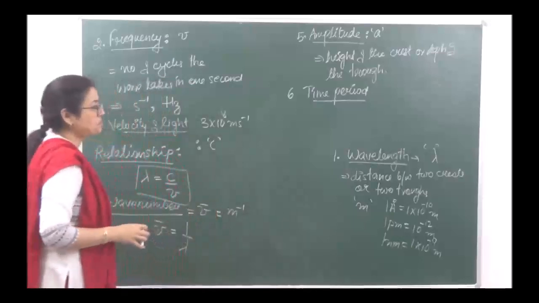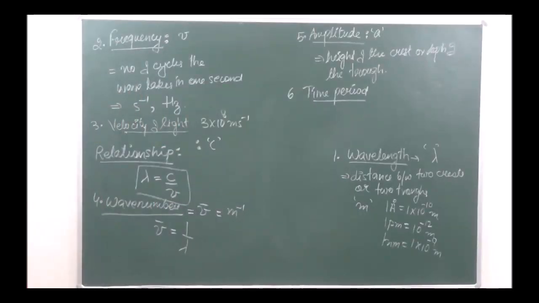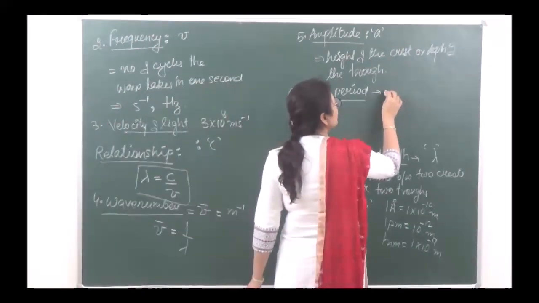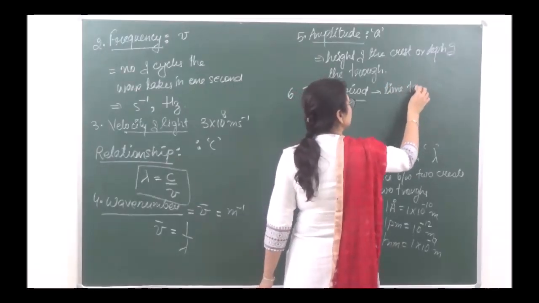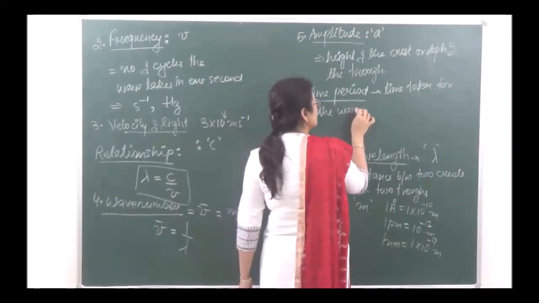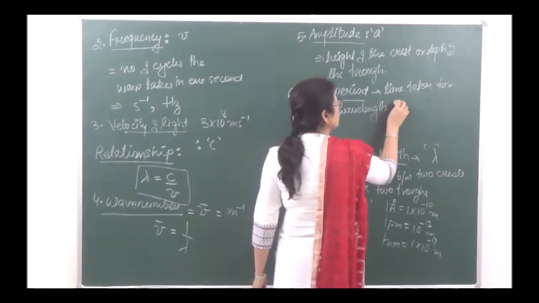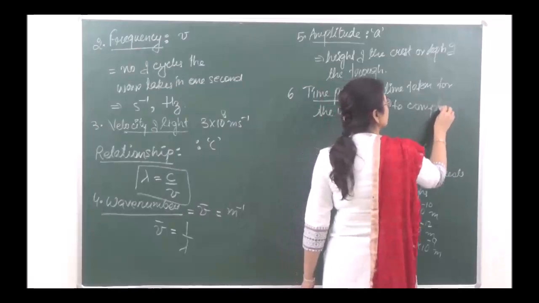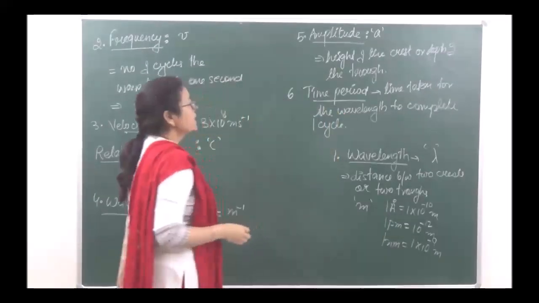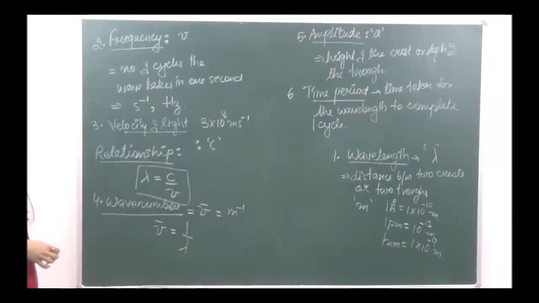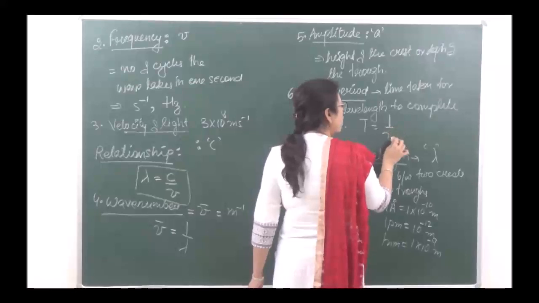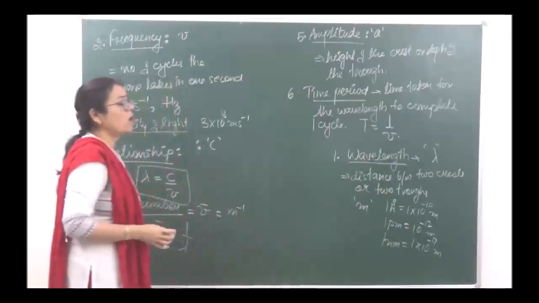And then after that, we have another thing which is known as time period. Time period is denoted by T, and it is the time taken for the wavelength to complete one cycle. Right? Mathematically, time period is given by 1 upon frequency. It is the reciprocal of frequency.